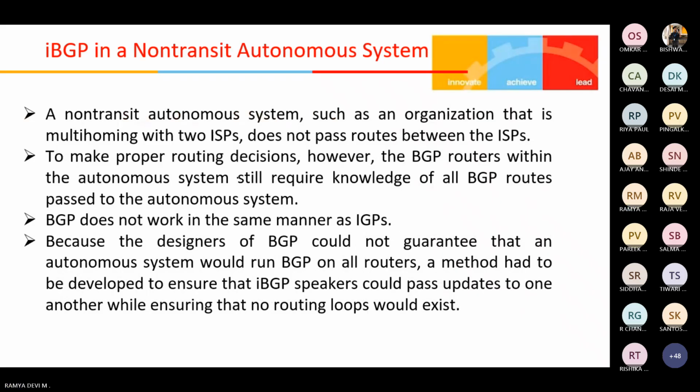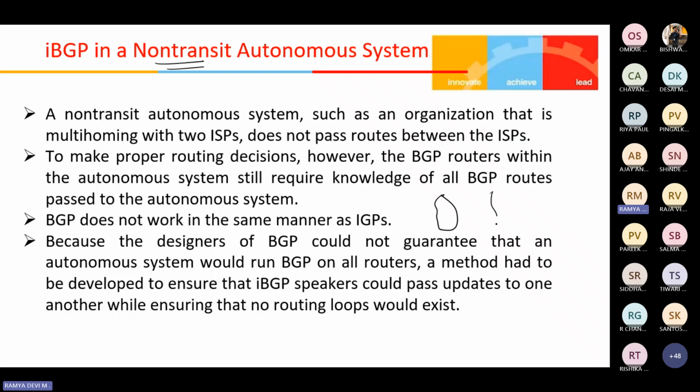And what is a non-transit autonomous system? So a non-transit autonomous system is an autonomous system which will not carry any traffic between two different external autonomous systems. Okay. So if the organization is having multiple autonomous systems connected, in that case, it is not called a transit. Instead, it will be called multi-homed.